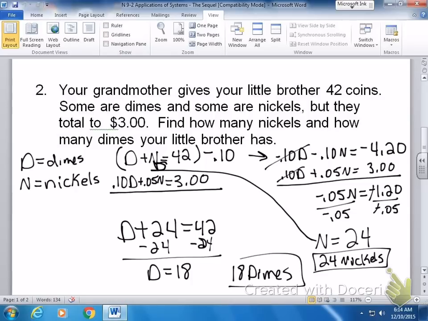Now this is another common type of problem. A lot of them are set up exactly the same. They're going to give you how many coins you have and how much money you have. You just have to be careful on your second equation that you multiply your D and N by the right numbers. If it was quarters, it'd be 0.25. All right, so there's number 2. Let's go ahead and go to number 3.